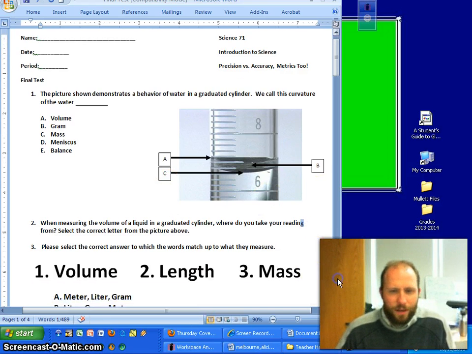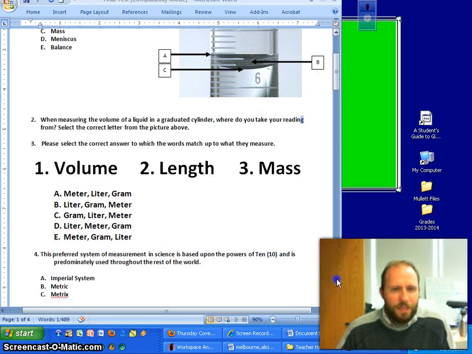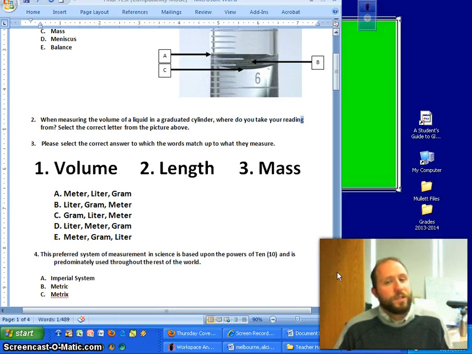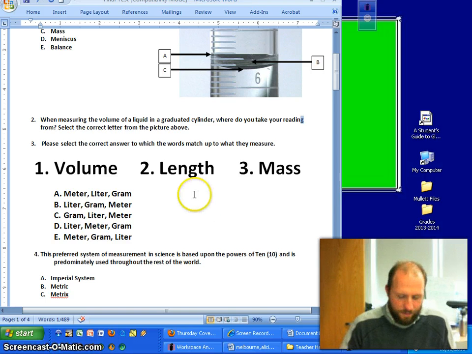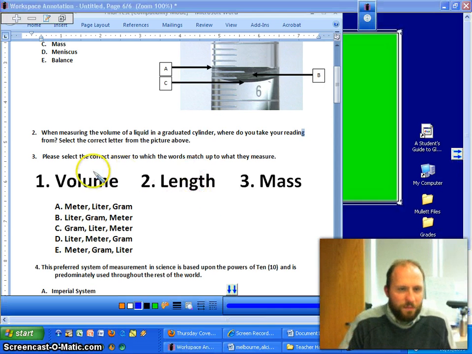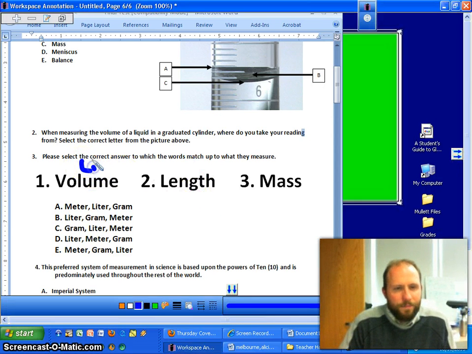Alright, moving along here. Number 3. Please select the correct answer to which the words match up to what they measure. We have volume, length, and mass. Of these three, we can associate 3 metric units. The best unit here to go with these terms, let's see, volume, well, I know that volume is measured in liters.